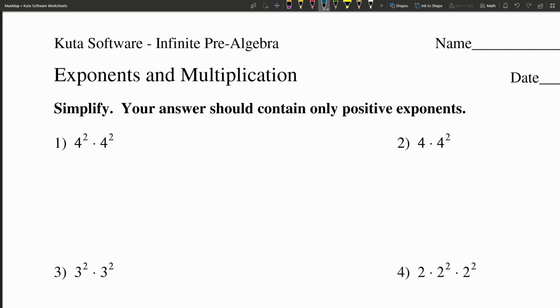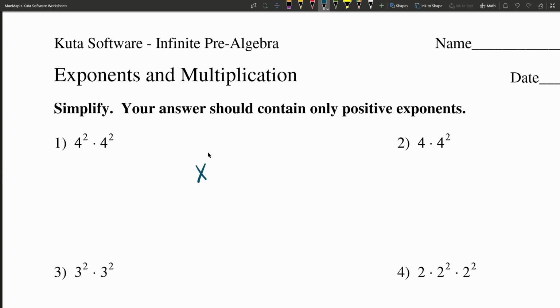Our directions are to simplify. Your answer should contain only positive exponents. So let's talk about exponents and multiplication. In order to simplify two terms that have exponents, they need to have the same base. And remember, a base is the number or variable that's raised to a given power.